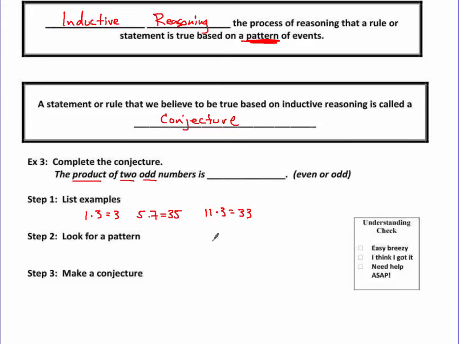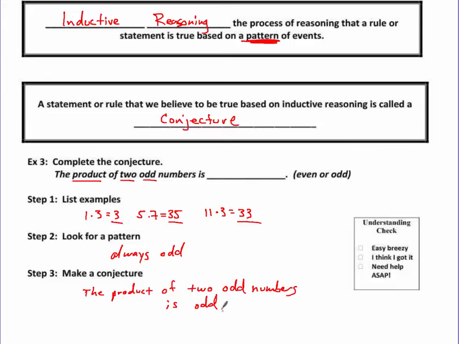So I've picked a few, and I've noticed a pattern here. The product of two odd numbers seems to be odd. So I'm going to say that the pattern I see is that it's always odd. So my conjecture is, and this is what you're going to have to do on the test, the product of two odd numbers is odd. And that is my formal conjecture based off of the pattern I observe using inductive reasoning.